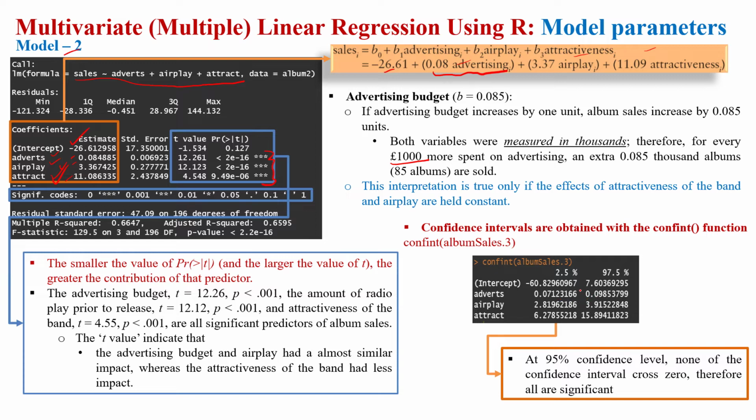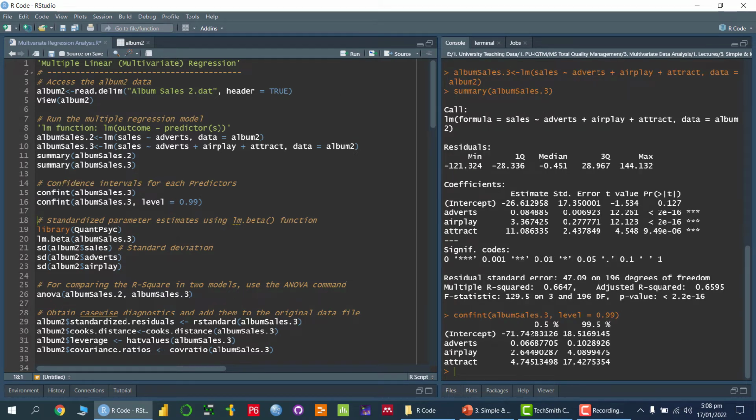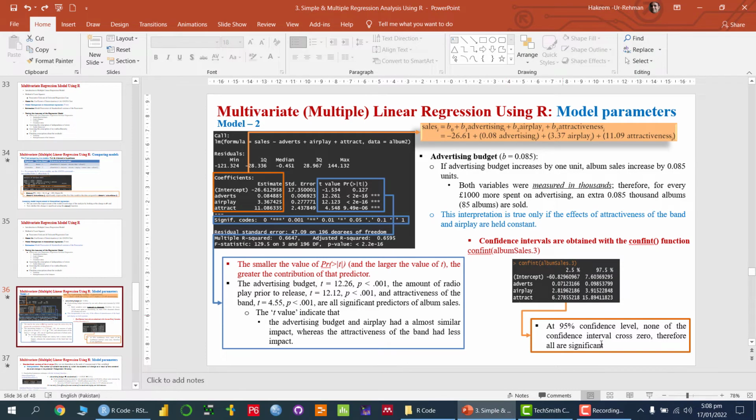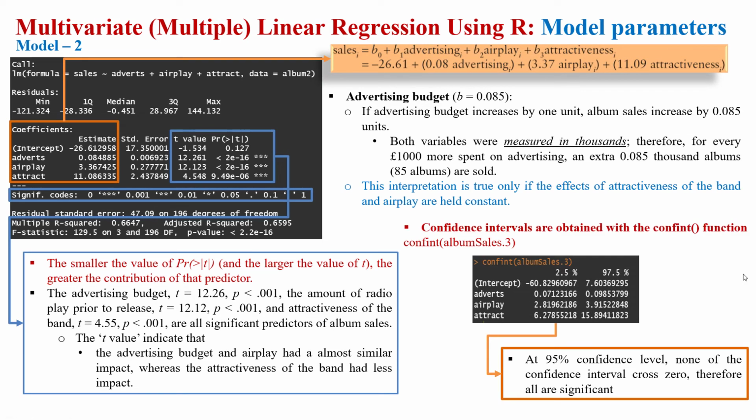Right now we are calculating the 95% confidence interval. If you are interested in finding the 99% confidence interval, what would be the command? That would be confint album sales 2, and level is equal to 99. So now it is going to show us the 99% confidence interval.